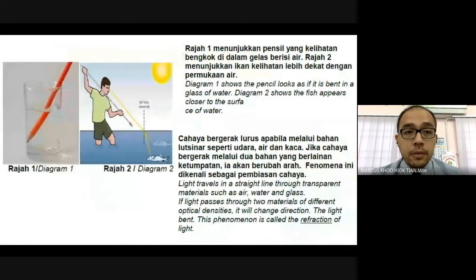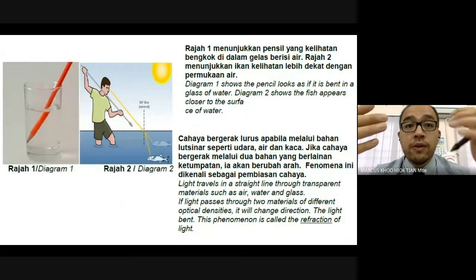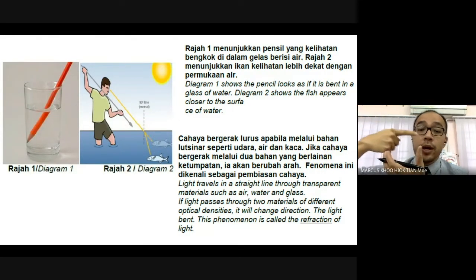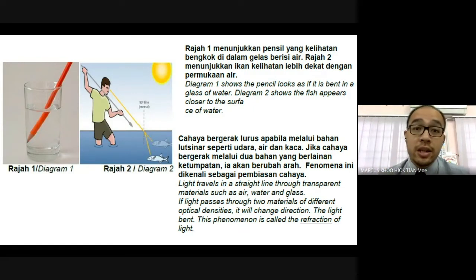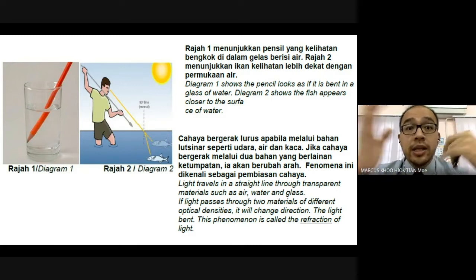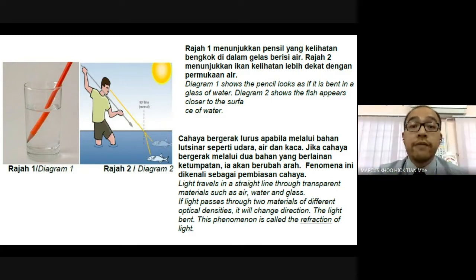So diagram 1 shows a pencil looking as if it is bent in a glass of water. I don't know if you've seen this before. Have you seen this sort of magic trick before? Not really. It's not really a magic trick. But if you have a glass, and then you put an arrow that is pointing this way, then when you pour water into the glass, you find that suddenly the arrow changes direction. I will send you a video of this later, but it is an application of refraction.